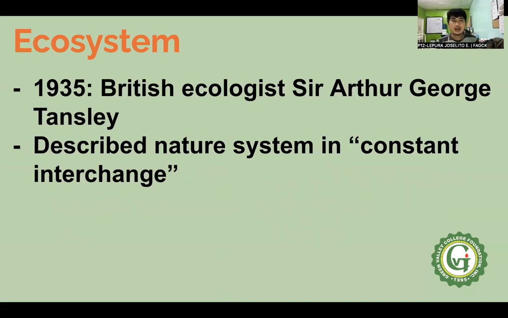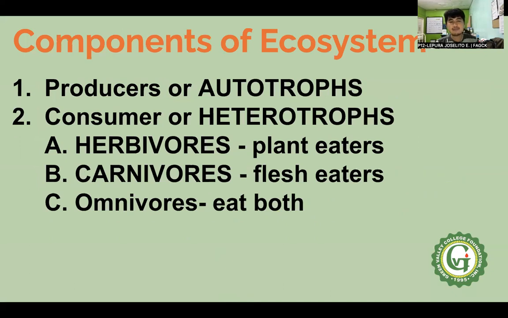Now, next is, ecosystem was also described again by Sir Arthur George. Next, components of your ecosystem, we have producers or the autotrophs, PA, producers, autotrophs. Consumers or heterotrophs, C, kasi si consumer, di ba, H siya, na-H siya, hungry siya, so it's heterotrophs. Under your heterotrophs, we have different consumers, such as your herbivores. These animals or organisms are plant eaters, such as your caterpillar. They are herbivores because they can only be fed through plants.